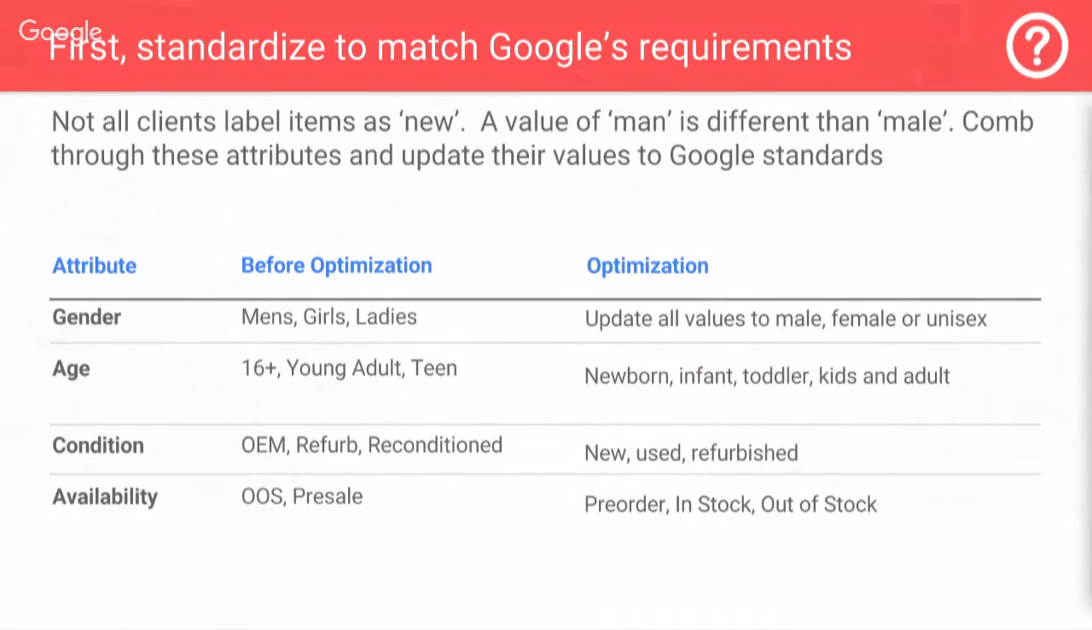So to do that, you need to make some tweaks in terms of the feed and the product categories on the other end, okay? 16 plus, young adult, teen, right? We want to make sure we're actually looking at the categories newborn, infant, toddler, kids, adult, etc. Okay? Condition, we might say OEM, refurb, recondition, but we only know new, used, refurbished. Okay, I could go on and on, but we want to make sure that we're actually using the language that makes sense for Google.